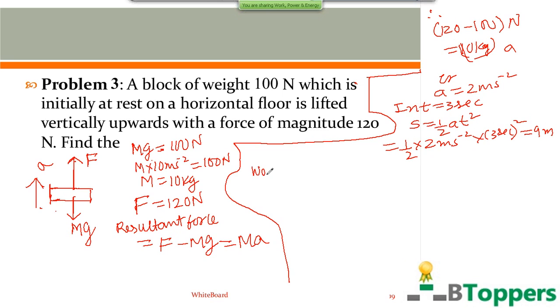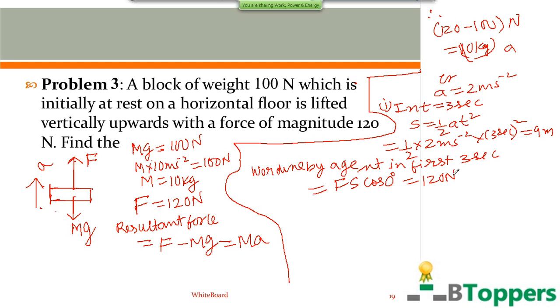So work done by the agent for the first 3 seconds. That means up to this step, the same calculation is needed for both parts of the question. This is the calculation which we are doing now for the first part of the question. So the work done by the agent in the first 3 seconds is given by Fs cos theta. The force applied by the agent acts in the direction of the displacement of the body, so the angle theta between force and displacement is 0 degrees. The magnitude of force applied by the agent is 120 newton. The magnitude of the displacement is 9 meters.